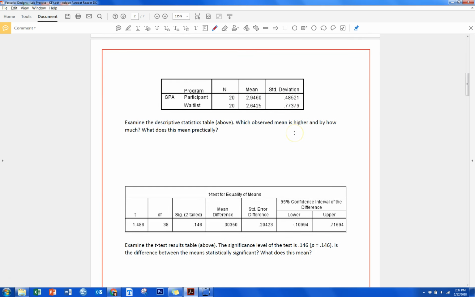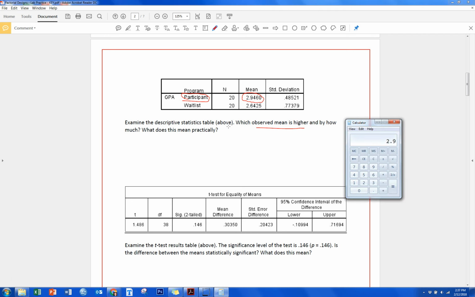So which observed mean is higher? Let's take a look. 2.946 versus 2.642. This one is higher. This is a bigger mean. And this is the participant condition. So they did have on average higher grades. By how much? Well, let's just do the math here.